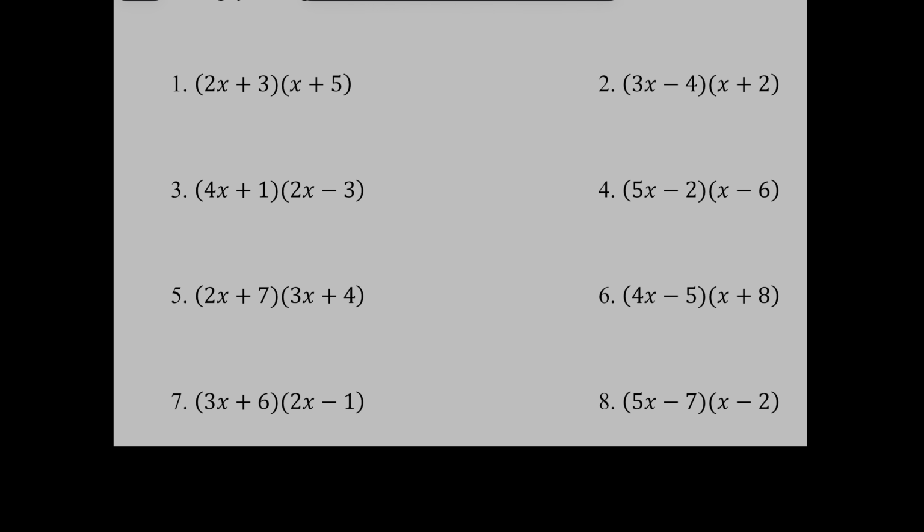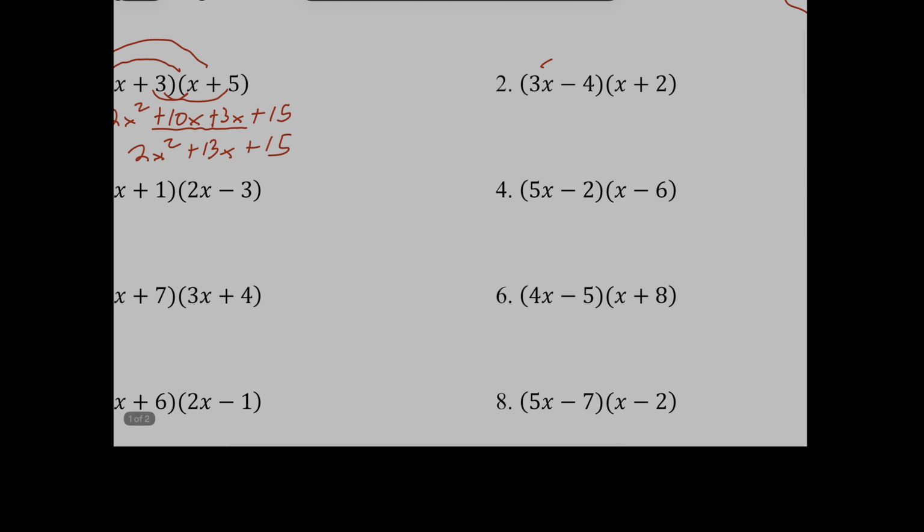So now we're going to go slowly and do this. 2x squared. Now what's 2x times positive 5? That's a plus 10x. What is positive 3 times x? Plus 3x. And what's our last? Positive 15. Okay, so my answer, because I'm always going to have that middle term, is 2x squared plus 13x plus 15. Okay, let's keep going.